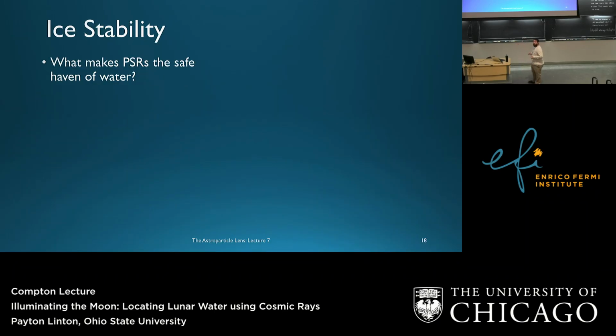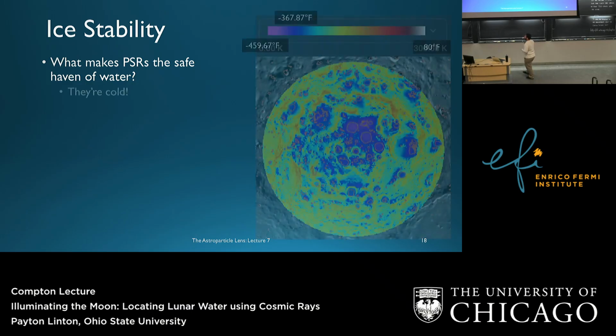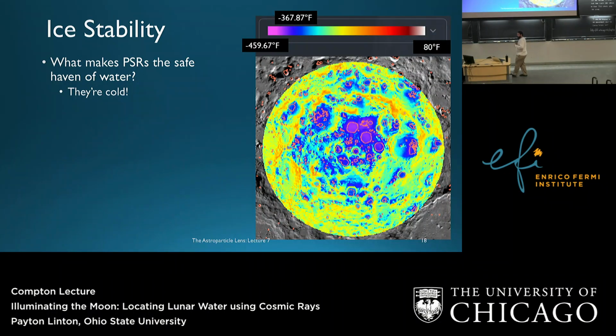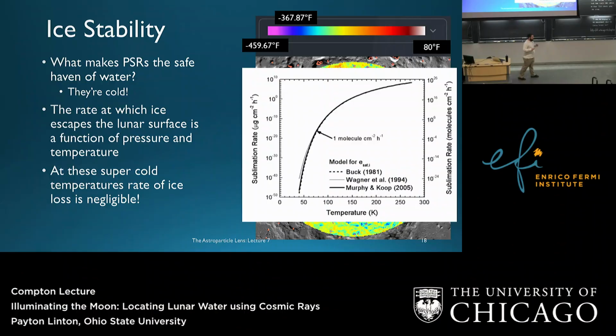Right? But what about ice stability? What makes the PSR specifically the safe haven of water? And I've alluded to this already, and it's simply that they're cold, right? Remember, less than negative 315 degrees. And what does temperature have to do with anything?